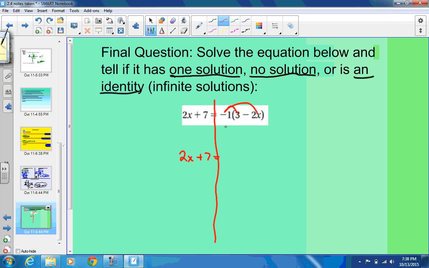But I have negative 1 times the 3, keeping my minus sign, and then I also have negative 1 times the 2x. Now, don't forget here, when you have minus and negative, that becomes plus, or two pluses. And then I have negative 1 times 3 is negative 3, plus 1 times 2 would be 2x.